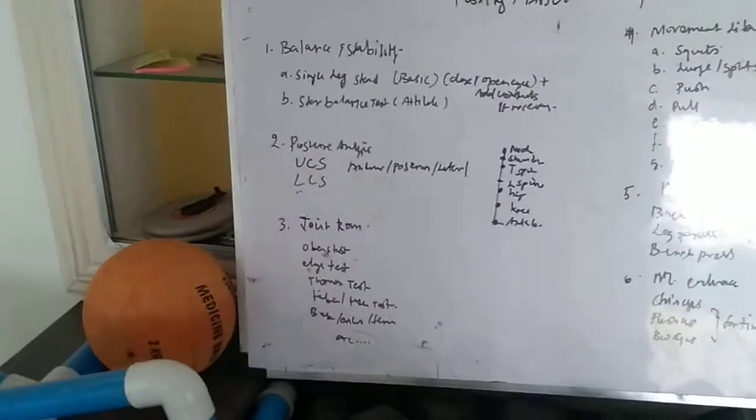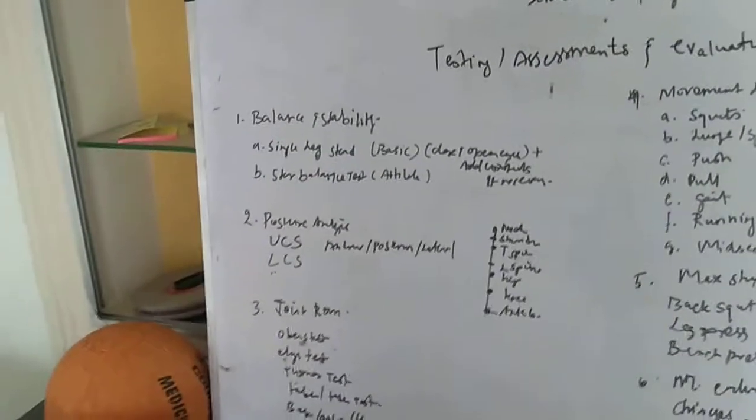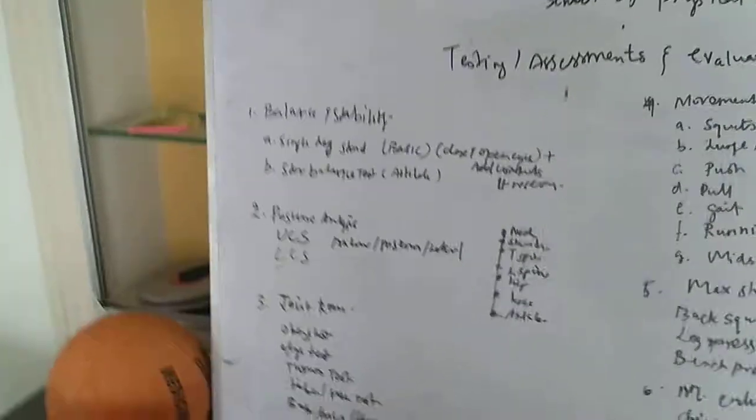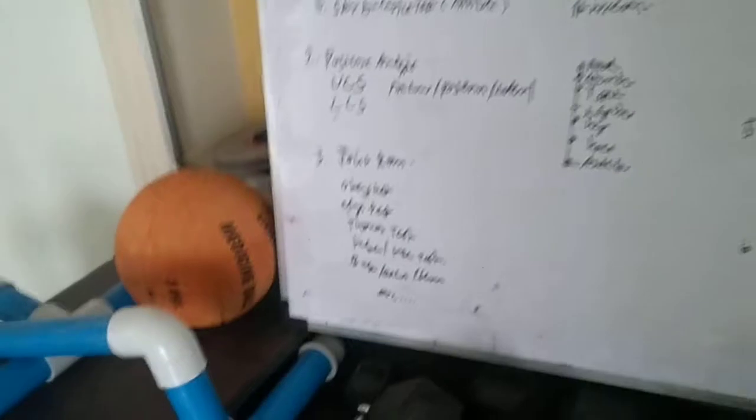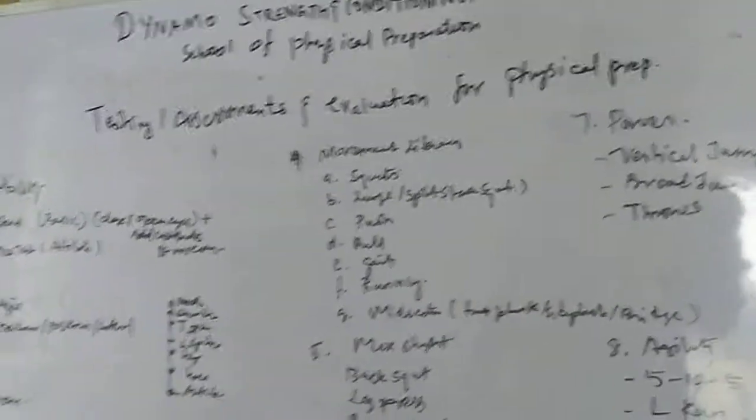Third one is joint range of motion. The common tests would be Ober's test, Ely's test, Thomas test, FABER and FADIR test, back flexion and extension. You can just use the norms from the biomechanics and kinesiology text and check the joint range of motion and muscle length.